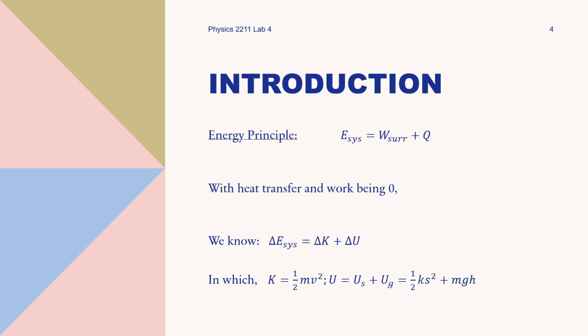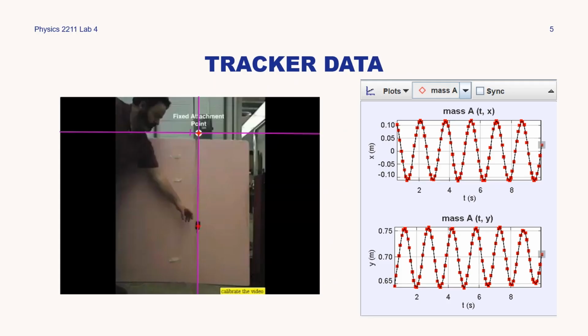In addition to this, because the lab is about the energy principle, we know that the change in energy of the system is equal to the work of surroundings plus heat. But with the work of surroundings and heat transfer being zero, the change in energy of the system is the change in kinetic plus the change in potential, in which the change in kinetic is 1/2 mv squared, and the change in potential is broken up into a spring and gravitational change. And in this lab specifically, the system includes the weight, Earth, and the spring, with nothing in the surroundings.